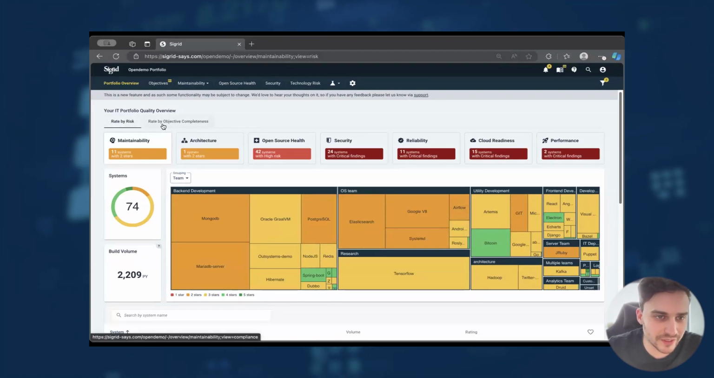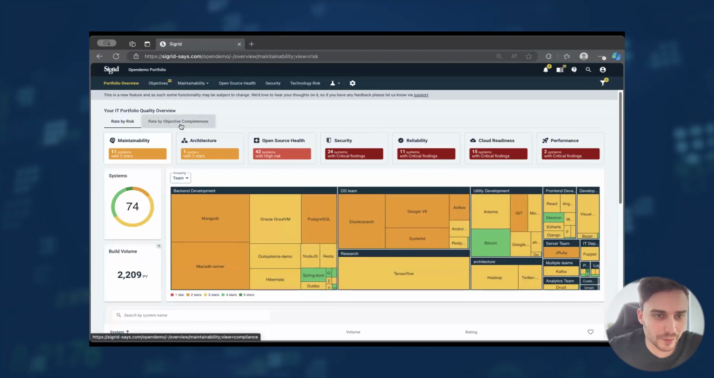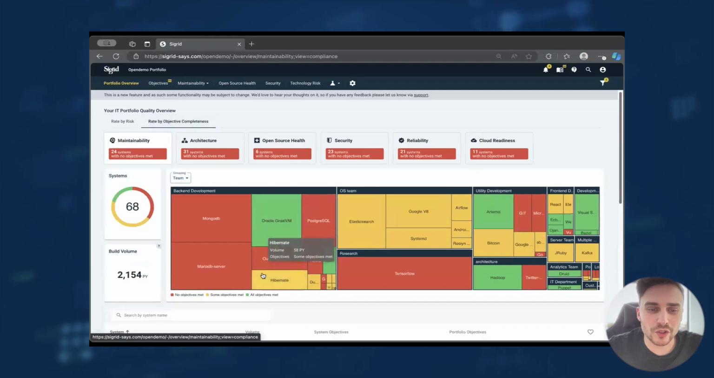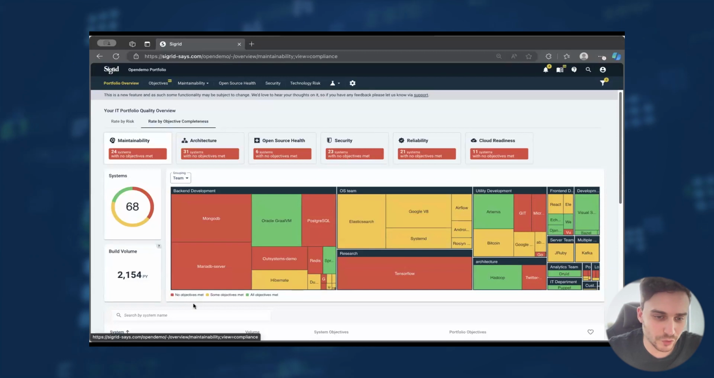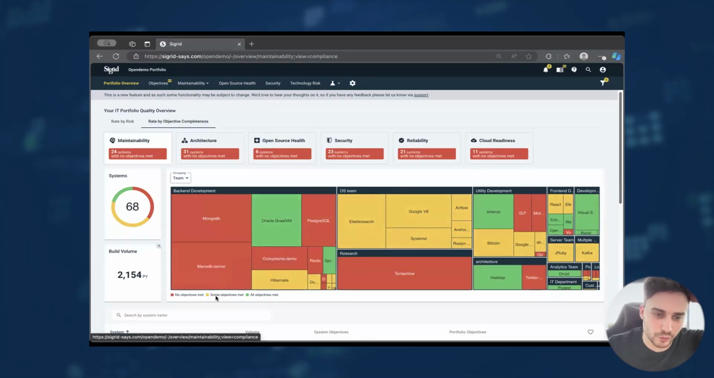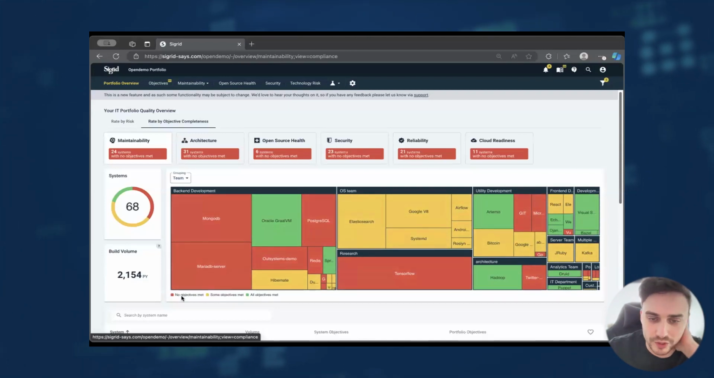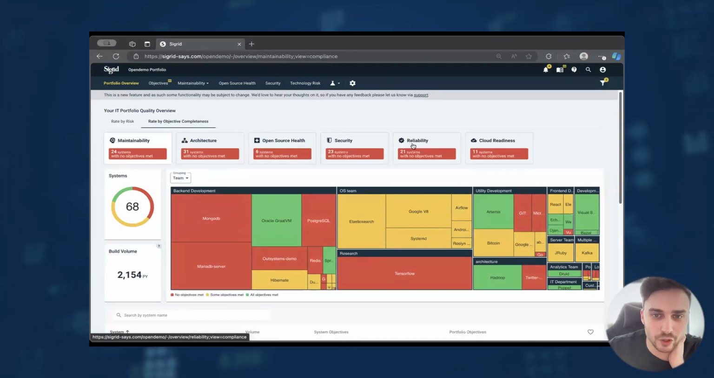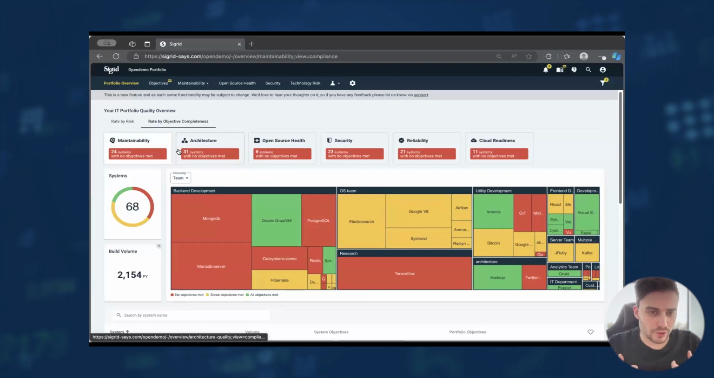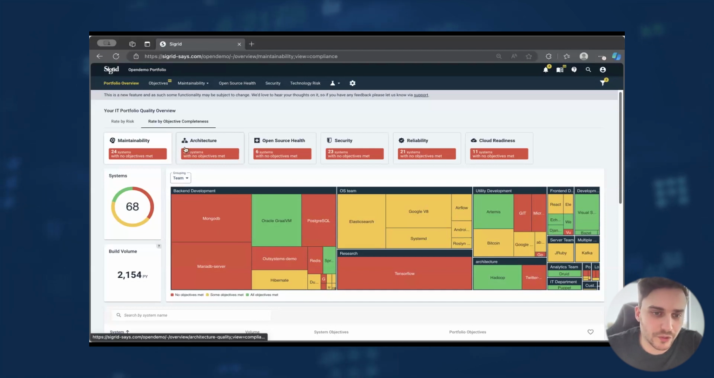There's a very interesting tab here that can be helpful. That's the rate by objective completeness, which colors the systems with the objective completeness. So for example, if the objectives are met, then they are marked green. If there's some work to do, they are marked yellow or red. And this is also applicable across the different quality insights. So this gives you a view of what your priorities are based on your business context.